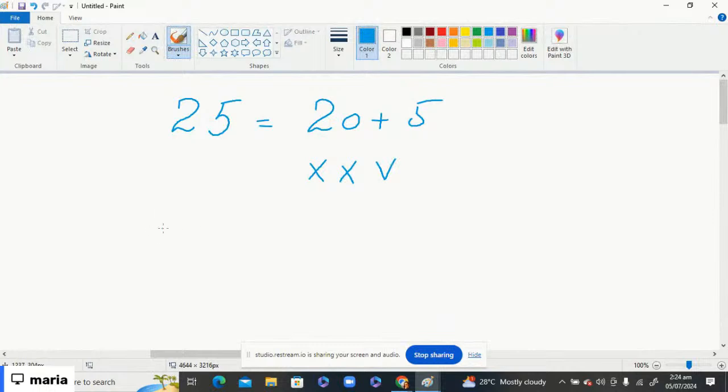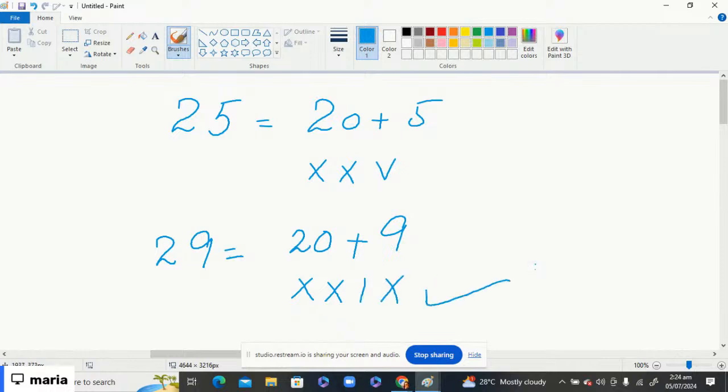Okay, the same thing if I'm going to write it down here, 29. So what is it? It's basically 20 plus 9. So what is 20? It's double X. And what is 9? It's IX. So this is the answer for 29.